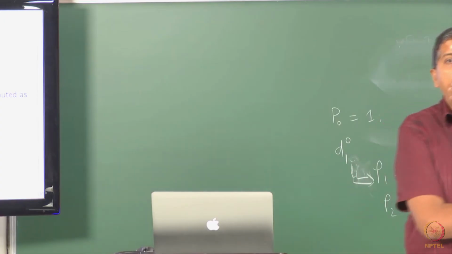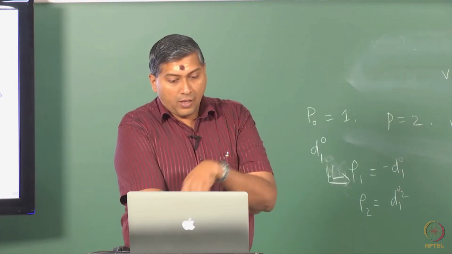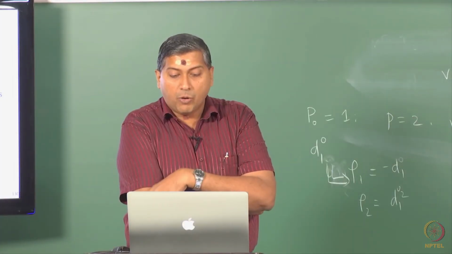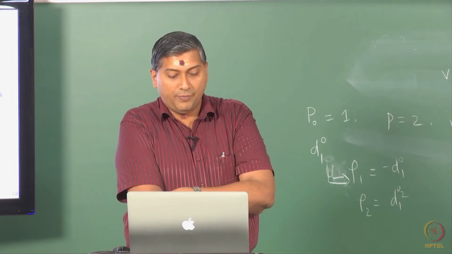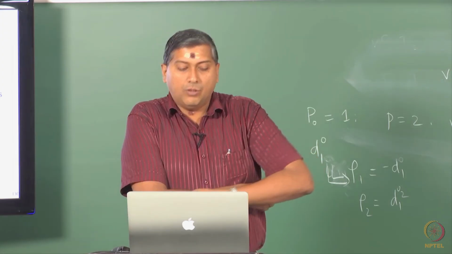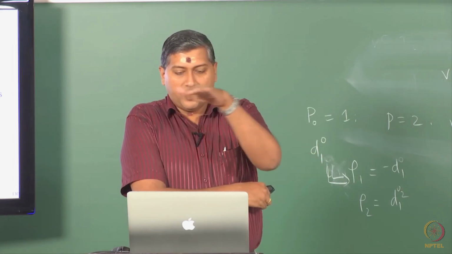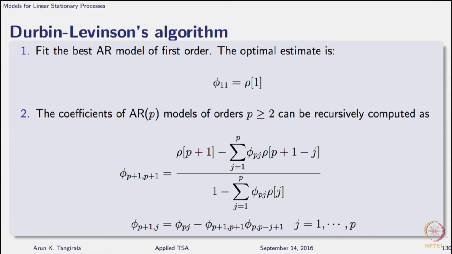Okay. P is 1. It depends on where you are. If you are fitting, in the first step you assume that you fit an AR(1), right. So, the coefficients of AR(P) models of orders, oh I see, P greater than or equal, that is the confusion that you have. Yeah, so you look at it this way, disregard the statement P greater than or equal to 2 there, sorry for the confusion.